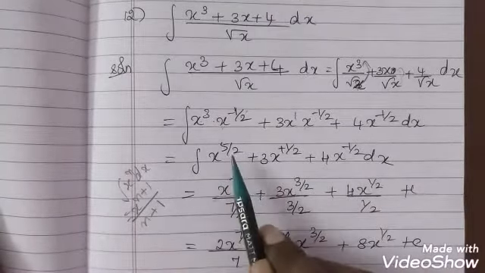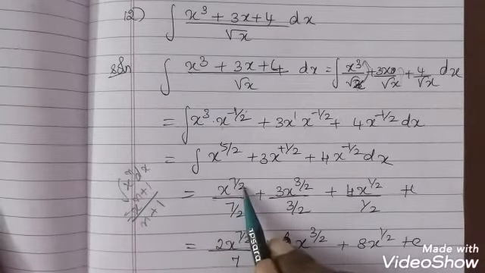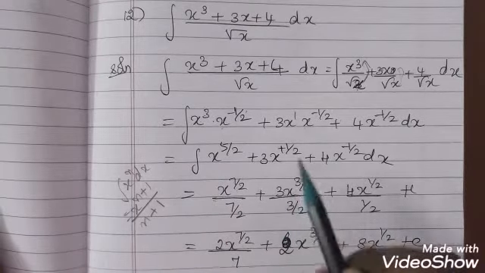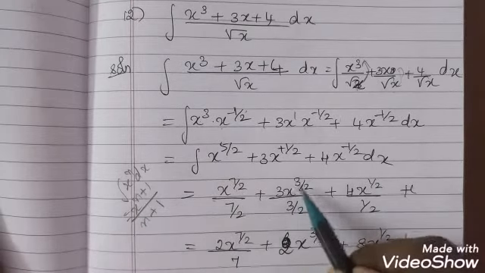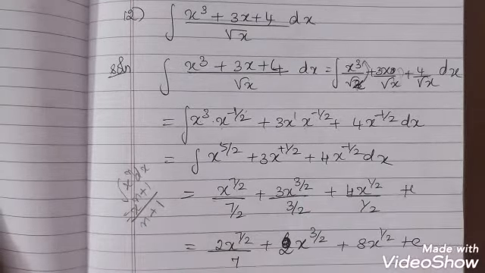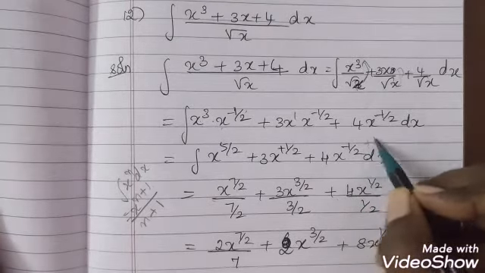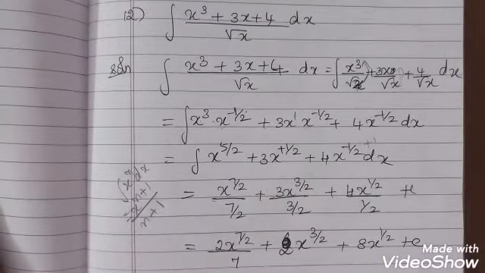The same formula. Only thing is what you have is 5 by 2 plus 1. What is 5 by 2 plus 1? It's x power 7 by 2 divided by 7 by 2, plus 3 into x power... What will you get here? 1 by 2 plus 1. What is it? It's x power 3 by 2 divided by 3 by 2, plus 4 into x power minus 1 by 2 plus 1. What is minus 1 by 2 plus 1? It's x power 1 by 2 divided by 1 by 2.